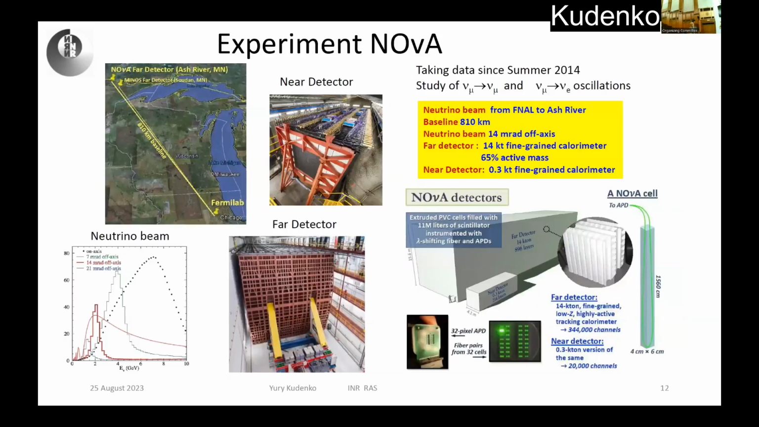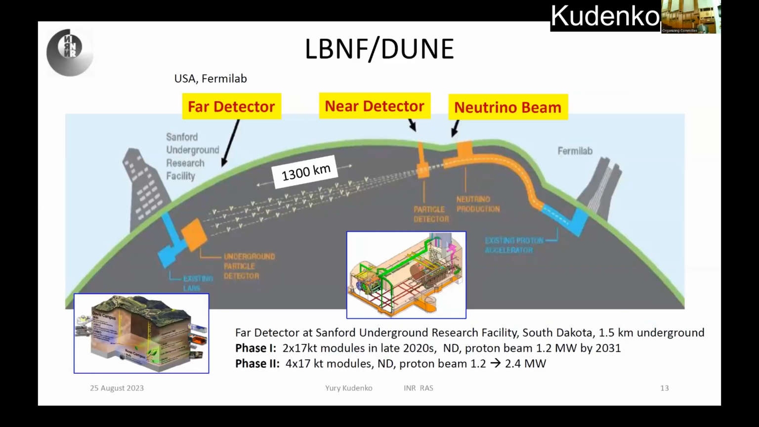Another experiment which is running is NOvA in the United States, which also uses an off-axis neutrino beam and near and far detectors. And the near detector is just fully active, segmented scintillator detectors. So it's good tracking, but there is no low mass. It's good to reconstruct charged tracks, but there may be an additional problem with neutrino interaction.